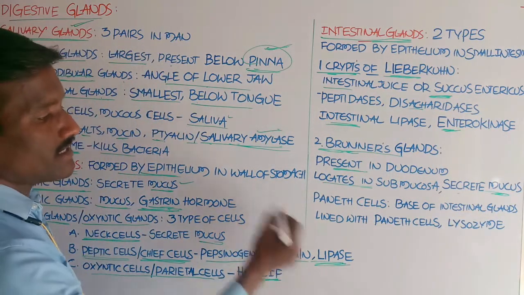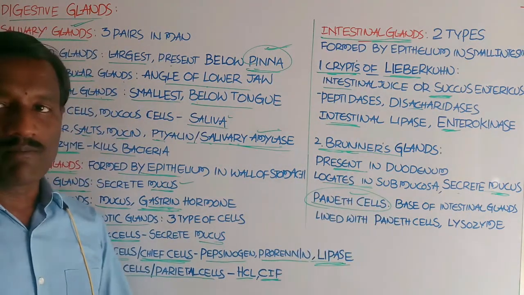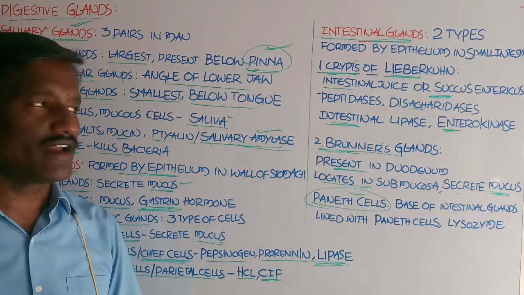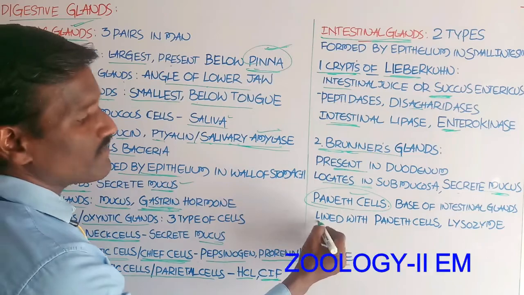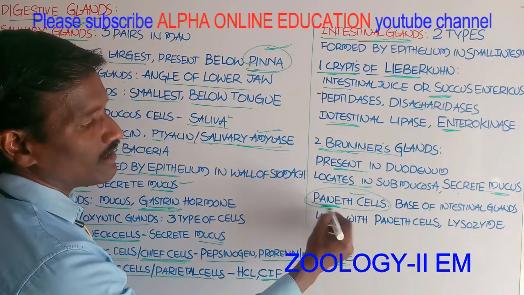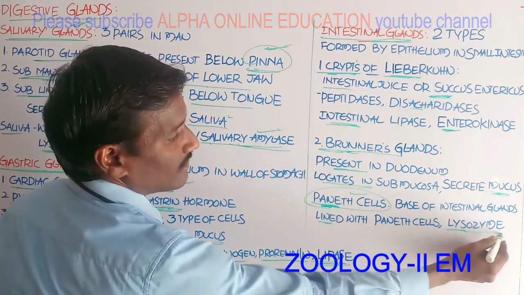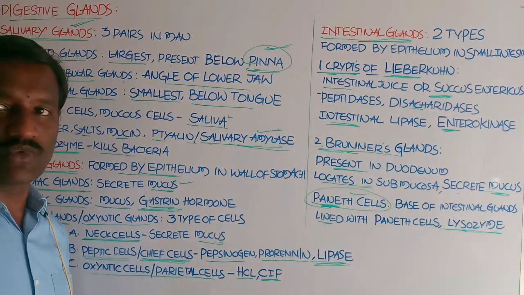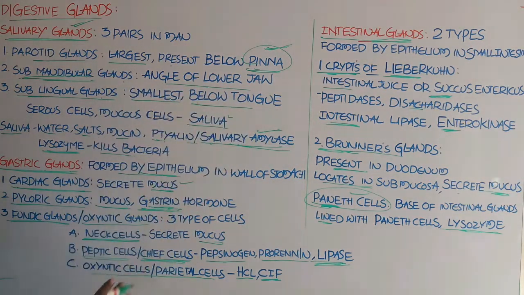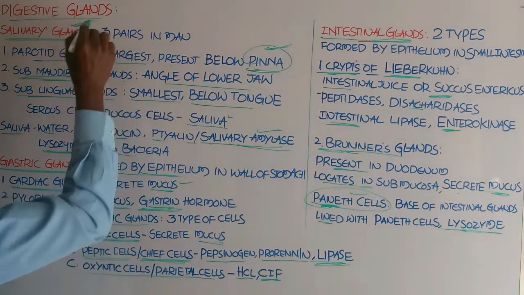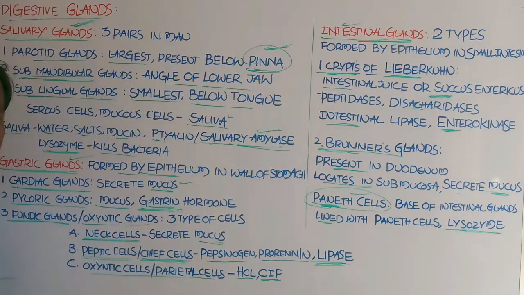Next, what is the role of the Paneth cells? The bases of the intestinal glands are lined with another type of cells called Paneth cells. These Paneth cells secrete lysozyme enzyme. Okay, students, this is about the different types of digestive glands: salivary glands, gastric glands, and another one, the intestinal glands.